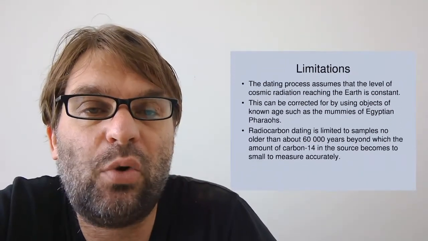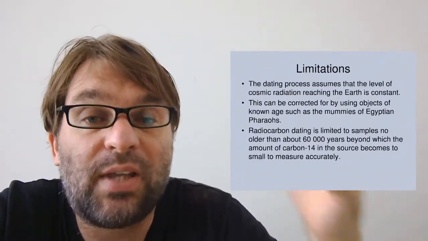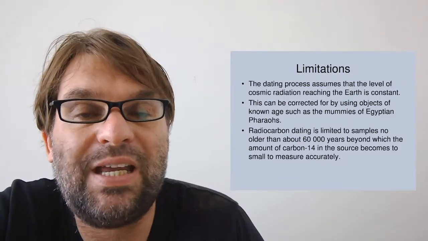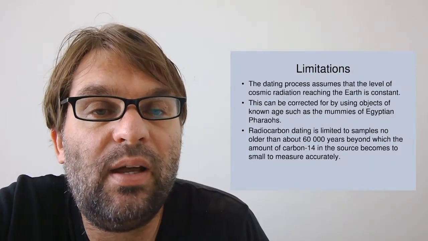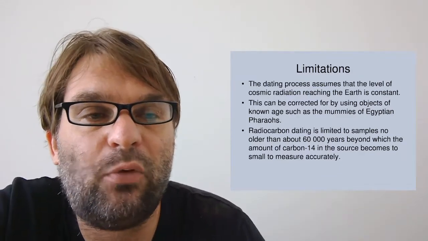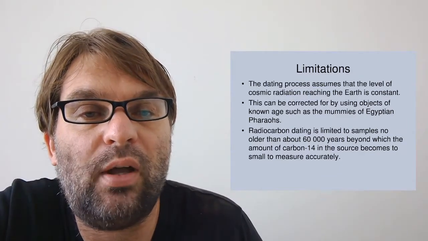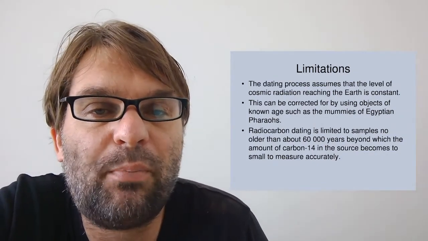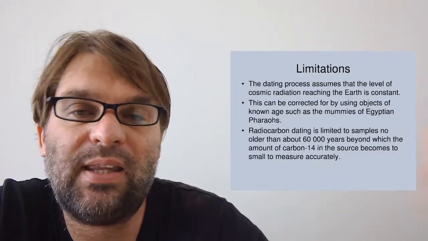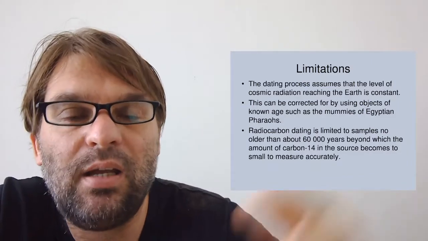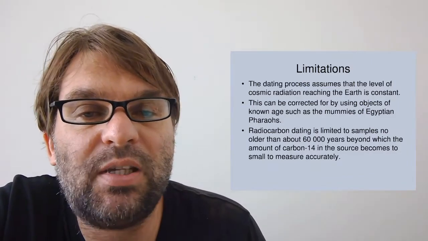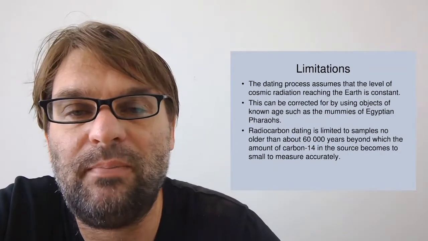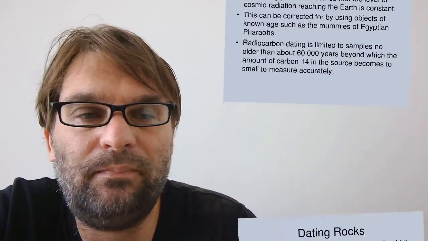There are limitations, of course. It assumes that cosmic radiation levels have been constant all through the history of the Earth, because that means carbon-14 levels have been constant. You have to correct the carbon-14 levels based on objects that no longer have living material, like Egyptian pharaohs, for example. So we know when they were around, and we can use that as a standard, as it were. And it's only limited to dead things which have been dead for about 60,000 years. Otherwise, it gets quite inaccurate.